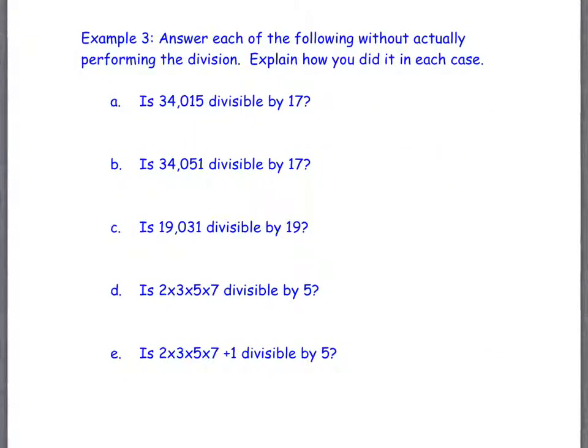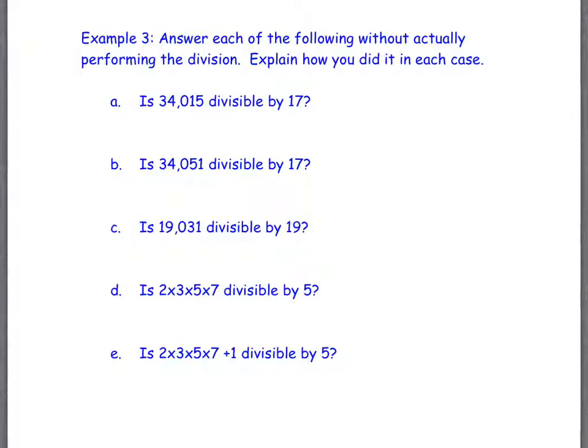Let's try another one. Example 3. We're going to answer each of the following again without performing the division. Now, what's weird about this one? Look at A, B, and C. What do you see here? 17. Weird numbers, right? I mean, these were not in my list of numbers that we just went through divisibility rules on, right? So we're going to be having to do something a little bit different on these, obviously.